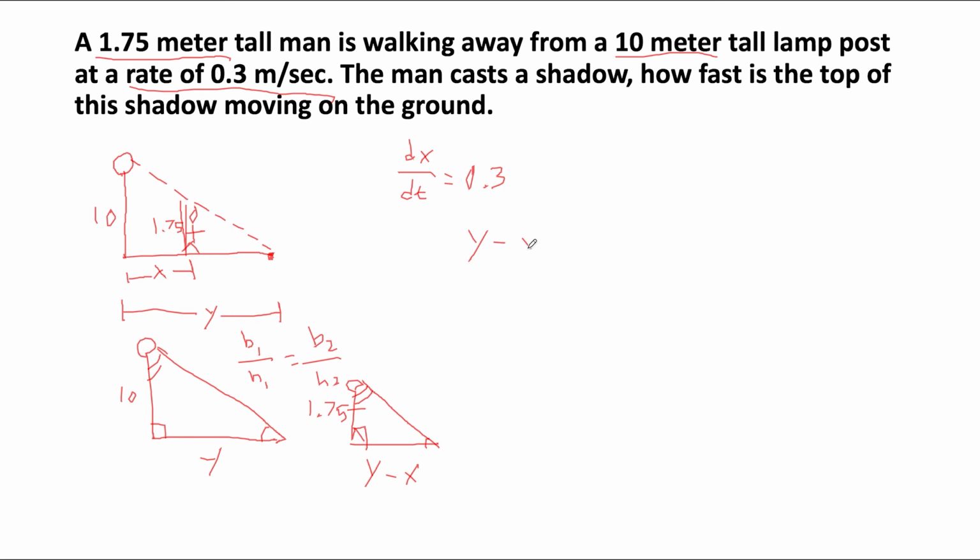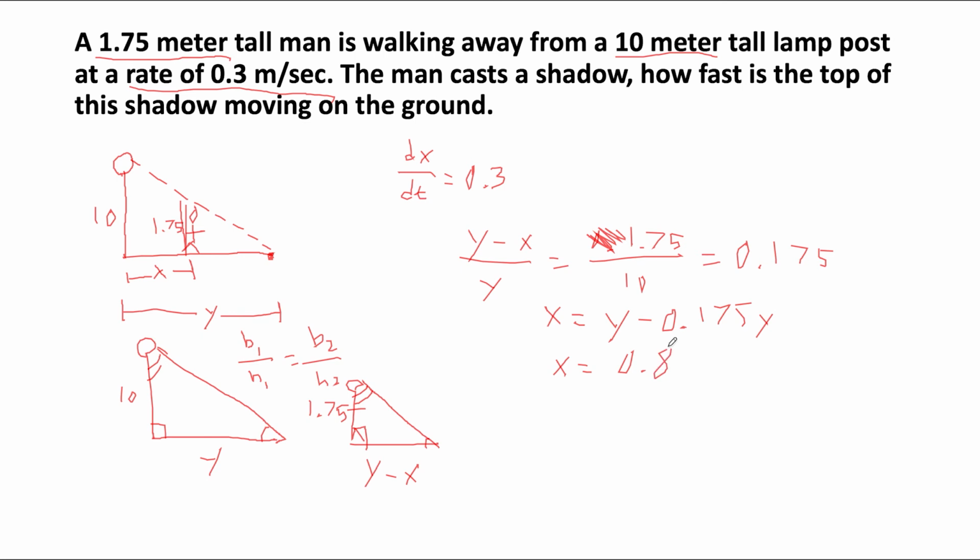So y minus x over y equals 0.175 over 10, or sorry, getting ahead of myself, 1.75 over 10, which equals 0.175. And we can multiply out by y and then subtract a y over, and then multiply by -1 to get x equals y minus 0.175y. And we can group this out to get x equals 0.825y.